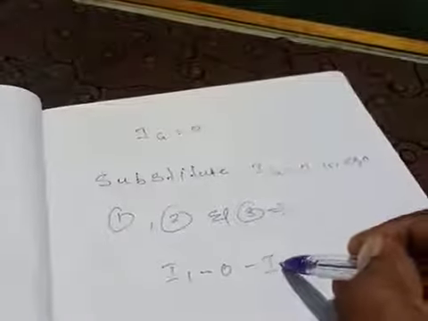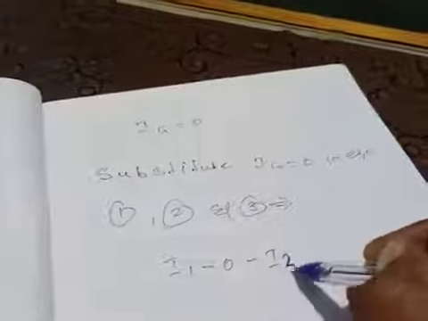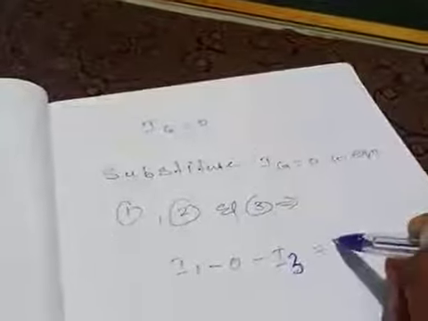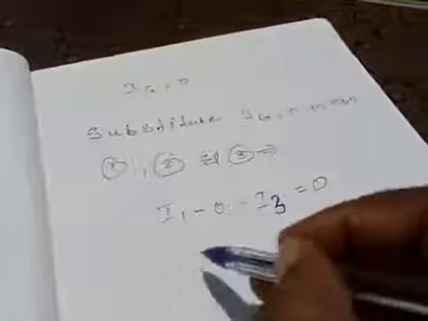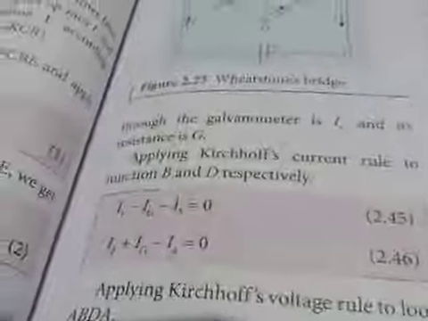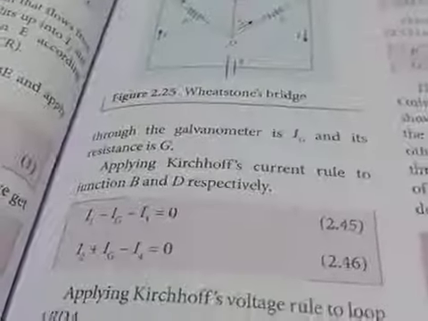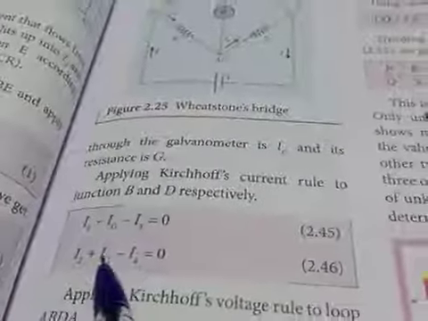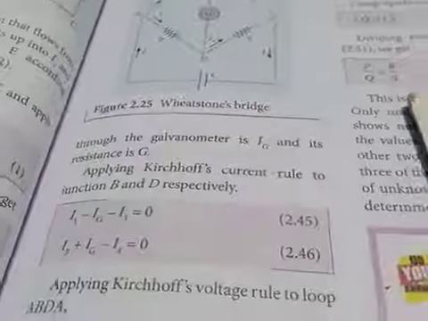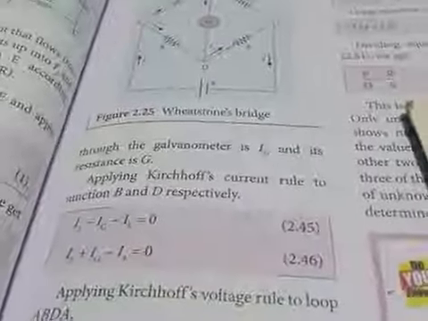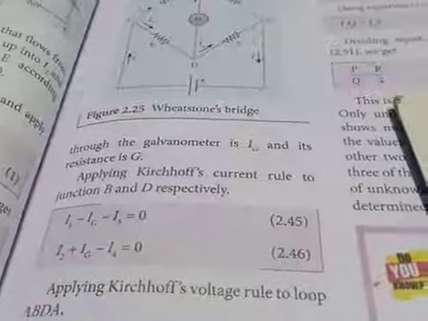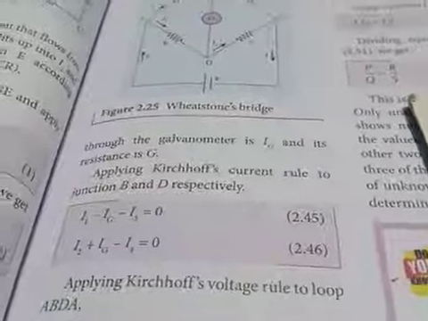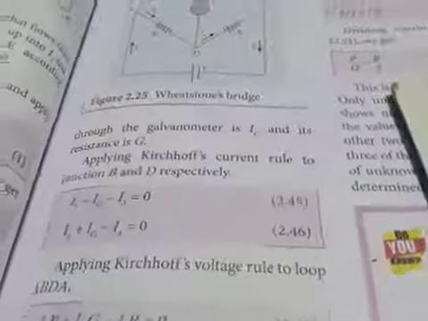I3, okay, I3. That is what the first equation. So in the second equation, let us see this second equation. First equation, here we put 0. Second equation, here we are going to put 0. So I2 plus 0 minus I4 equal to 0.